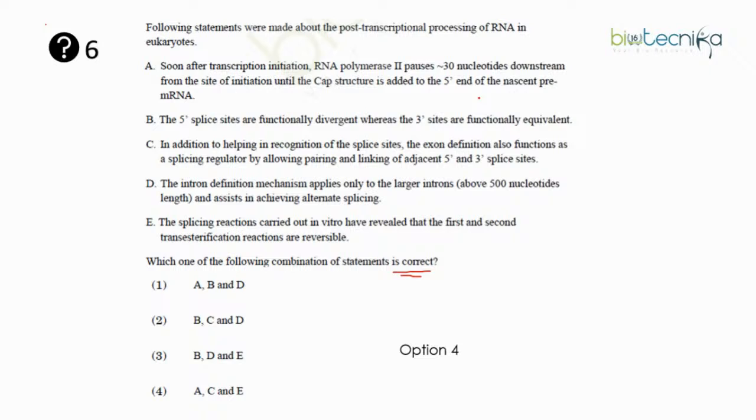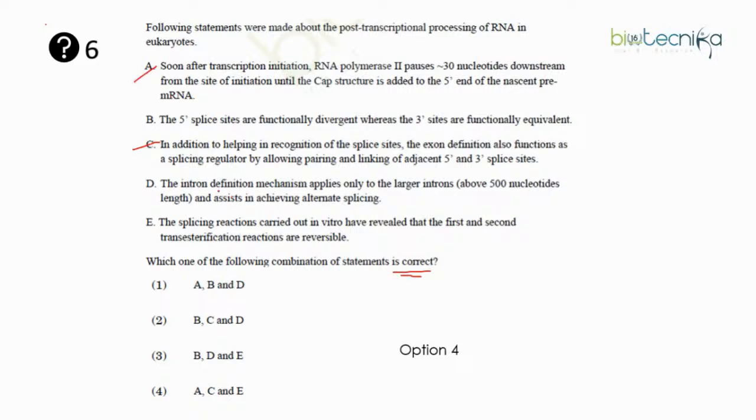Statement B is saying that the 5' splice sites are functionally divergent, whereas 3' splice sites are functionally equivalent. No, these are not. Statement C is saying, in addition to helping in recognition of the splice sites, the exon definition also functions as a splicing regulator by allowing pairing and linking of the adjacent 5' and 3' splice sites, which is true. And these exon definitions come in very handy when they are doing the alternative splicing. During that alternative splicing, these intron definition and exon definitions come in very handy. They actually help in the precision. So A is correct, C is correct.